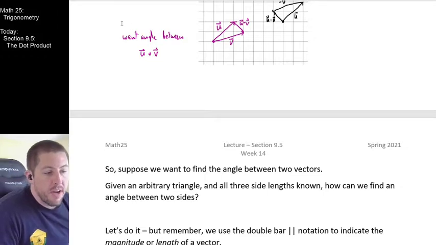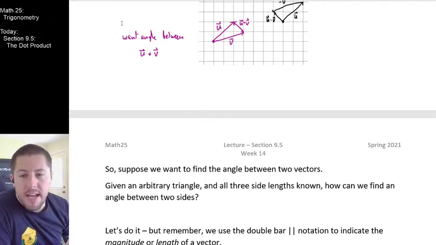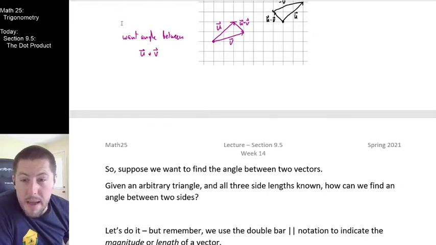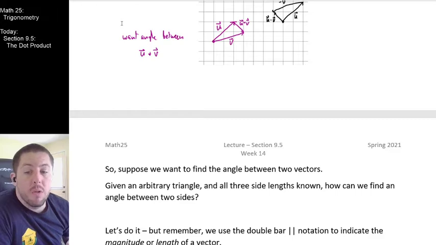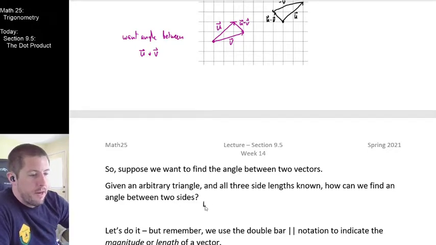Given an arbitrary triangle with all three side lengths known, how do we find the angle between two sides? Go ahead, quick, dig back. You know the answer to this. We just did it a few weeks ago. If I have any old triangle and I know all three side lengths, but I don't know any of the angles, what is a formula I can use to help me find one of the angles between two of the sides? You should be remembering here the law of cosines.